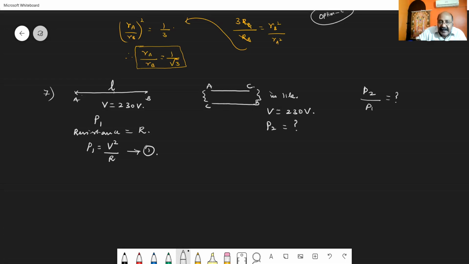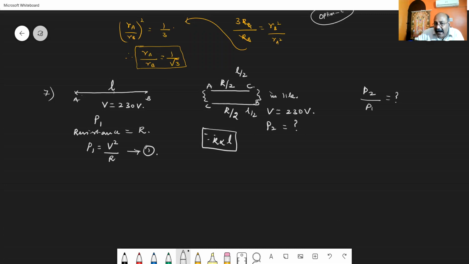So for that, if the length of the wire is divided into 2 equal halves, the resistance will become R divided by 2, and this resistance will also be R divided by 2, but the length is L divided by 2. Since the length is divided into half, the resistance is also divided into half, since resistance R is directly proportional to length.